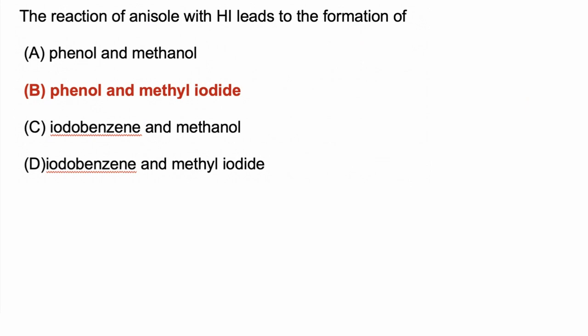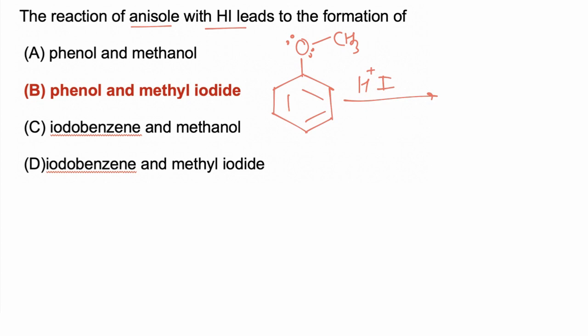In this question we have to find the product obtained when anisole is treated with HI. Anisole is a molecule having a benzene ring and an OCH3 group. Now in strongly acidic medium, HI is the strongest known acid, so oxygen gets protonated and oxonium ion salt is formed. So OCH3 H positive oxonium ion salt is formed.